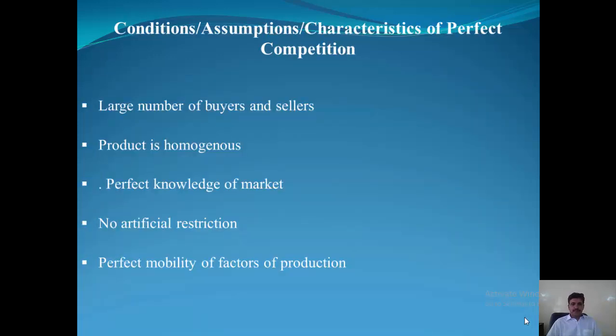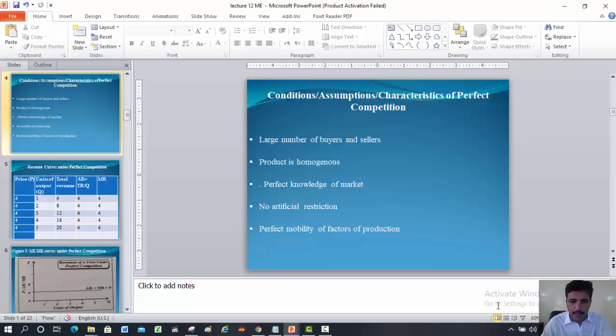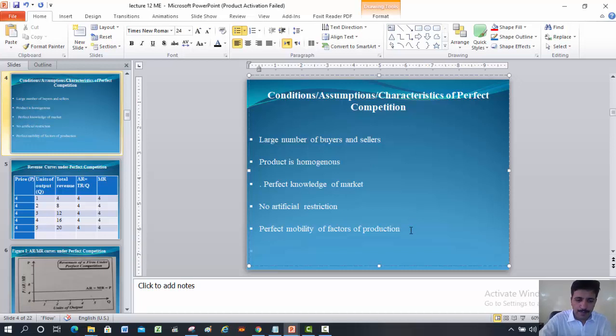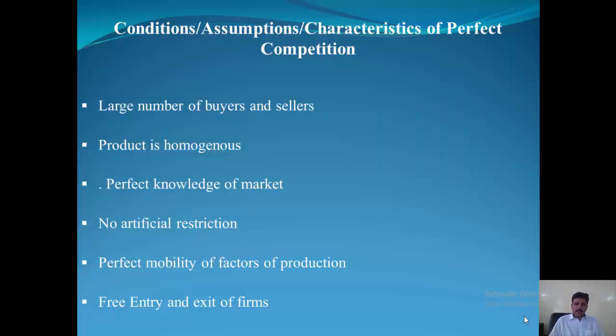And similarly, there is free entry and exit of firms. We can add that this is one of the characteristics of perfect competition. If some of the firms are making very good profit, then new firms are allowed to enter the industry. Or if some of the firms are not doing very good business and are making losses, then they can leave the market, thereby raising the profit for the other firms.